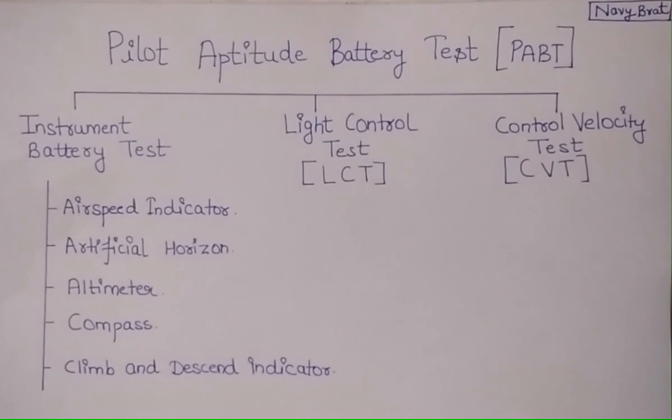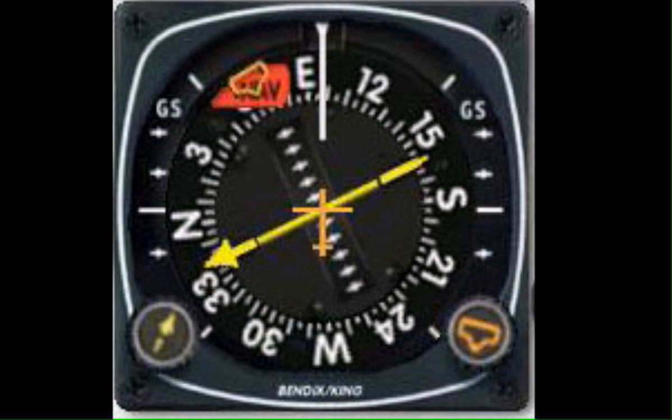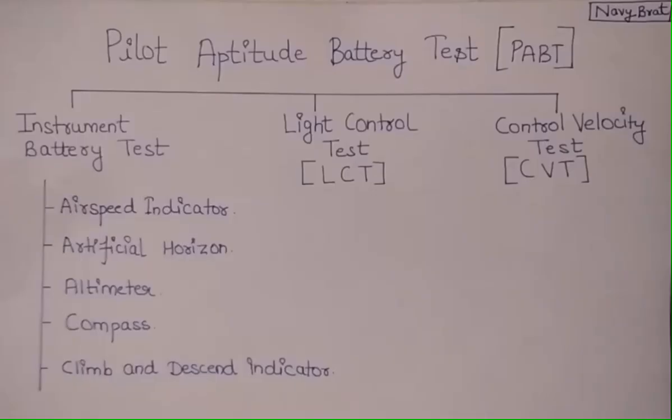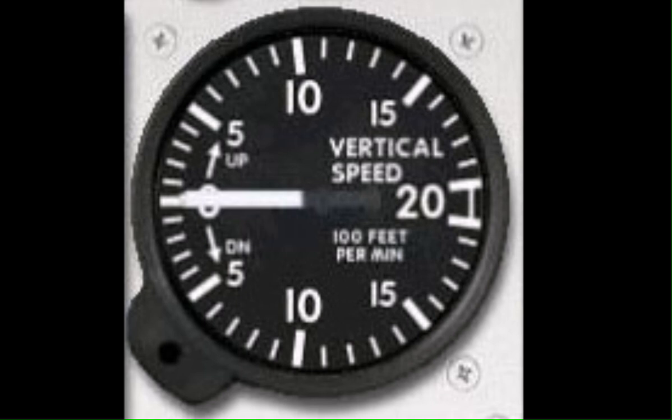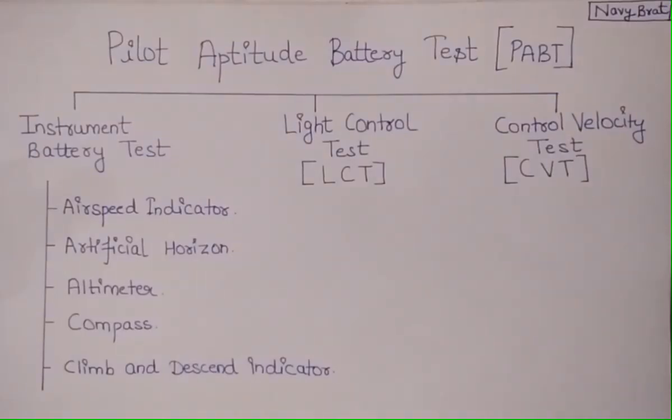Everyone is familiar with the working of a compass. So let's see how it looks. The fifth one is the climb and descent indicator. So let's see how it looks. In the figure you can see that the region where the arrow is shown is the normal rate of climb and descent, and the ranges above and below it are higher rates of climb and descent.